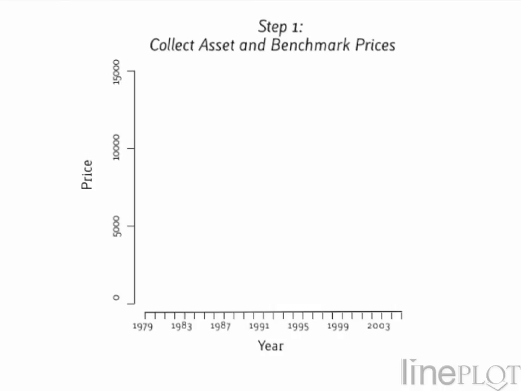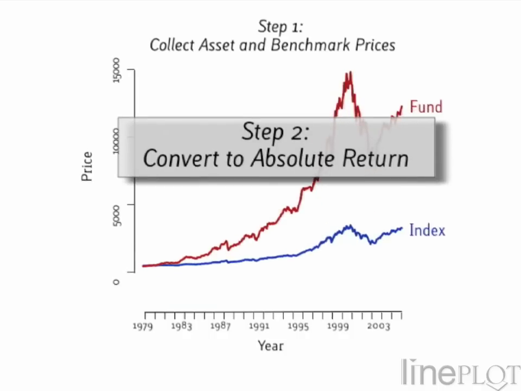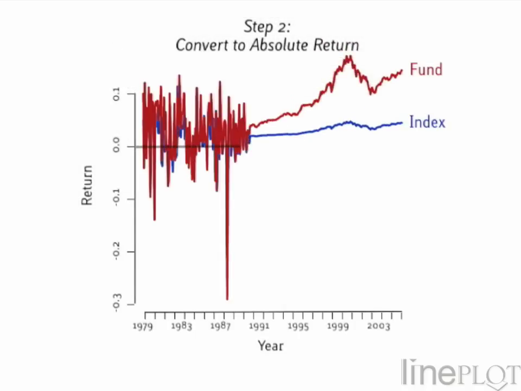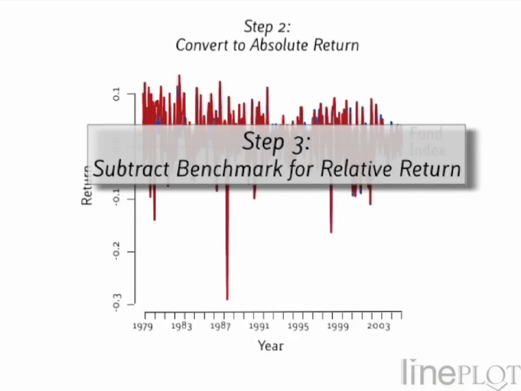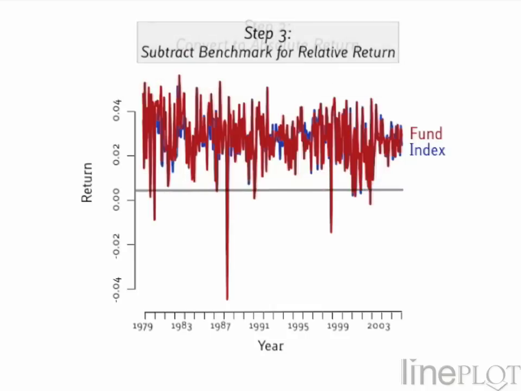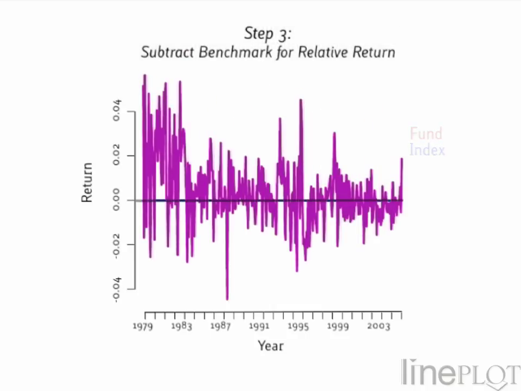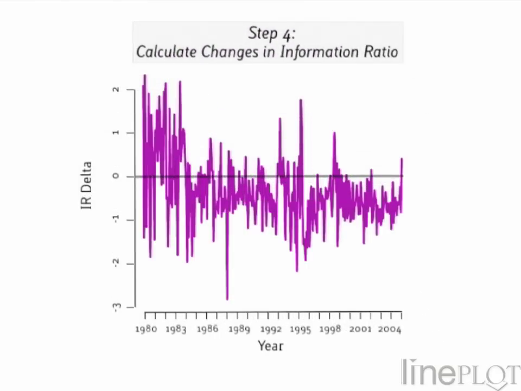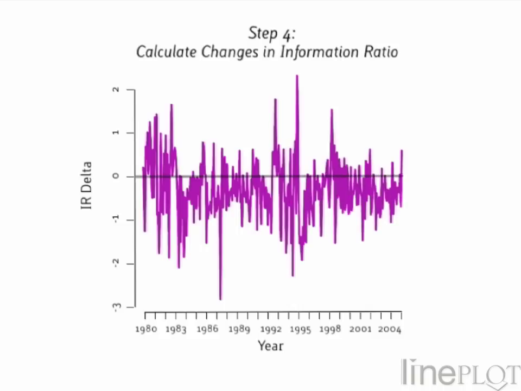Let's look at the case of a well-known growth mutual fund as an example. We start with the price history of the asset and a carefully selected benchmark. We convert each of these to absolute returns. Then we subtract the benchmark to calculate relative or excess return for the fund. From the excess returns, we calculate the information ratio, which is the ratio of excess return to risk. We calculate the changes to this information ratio.